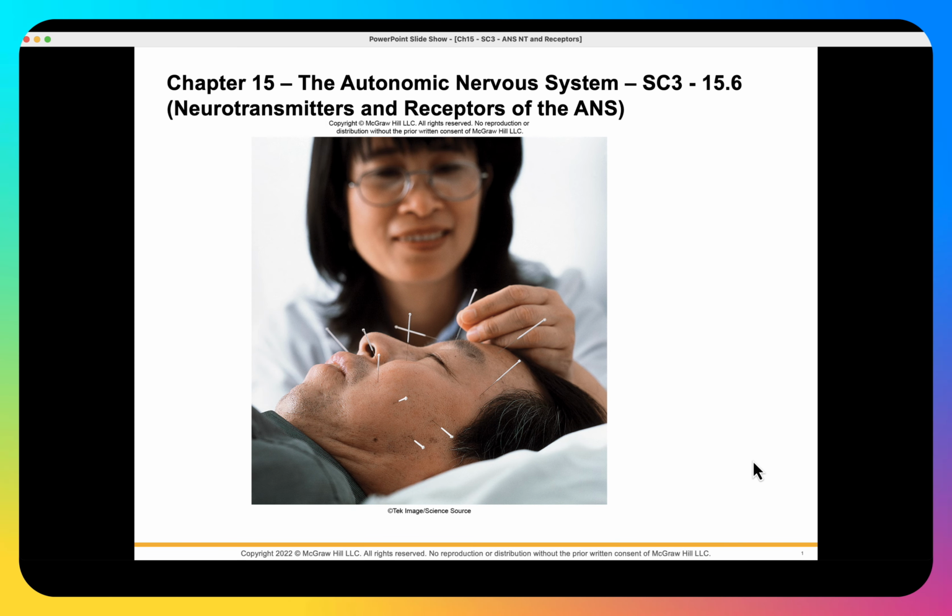Chapter 15, the autonomic nervous system, screencast 3. And out of our textbook, this will be section 15.6. And the topic is going to be neurotransmitters and receptors of the autonomic nervous system. This is probably going to be one of the most important parts of the autonomic nervous system, as we will be discussing much of this throughout the length of the course this semester.